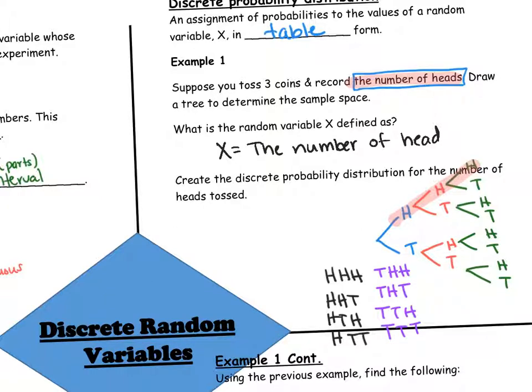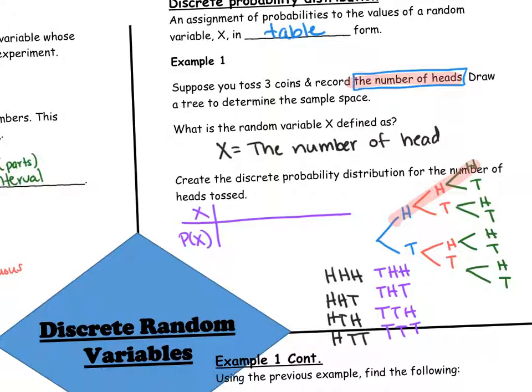The table looks like this. You're going to tell me what the possible X values are, and then you're going to give me the probability for each one of those X values. Well, X stands for what again? Number of heads. So what are the possible X values?